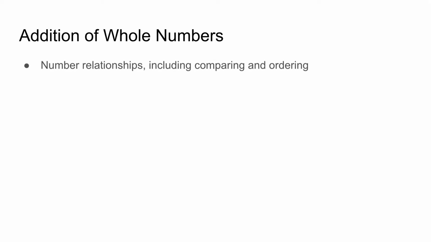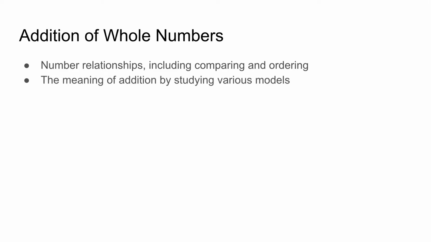Okay, so let's go back to this chapter, section 3, addition of whole numbers. Here are some objectives that I'm focusing on. Number relationships, including comparing and ordering within whole numbers. Even if I didn't write whole numbers here, you need to think about which numbers we are talking about. Number relationships: which is greater, less, or equal, and you can order them. And you also need to know the meaning of addition using various models. There are several models that we're going to talk about, so you need to know all the models.